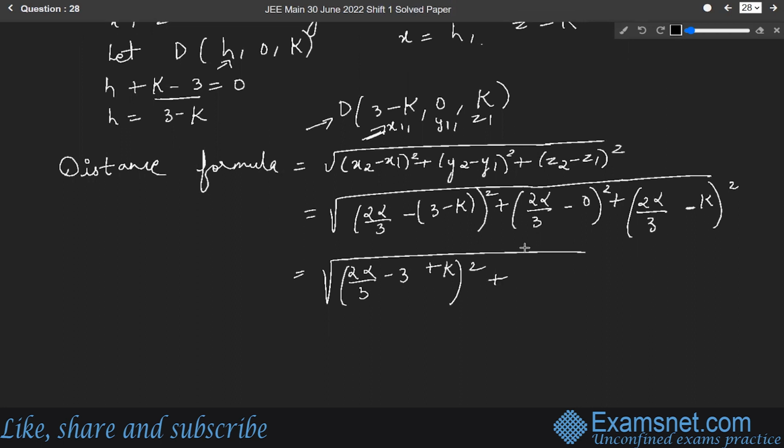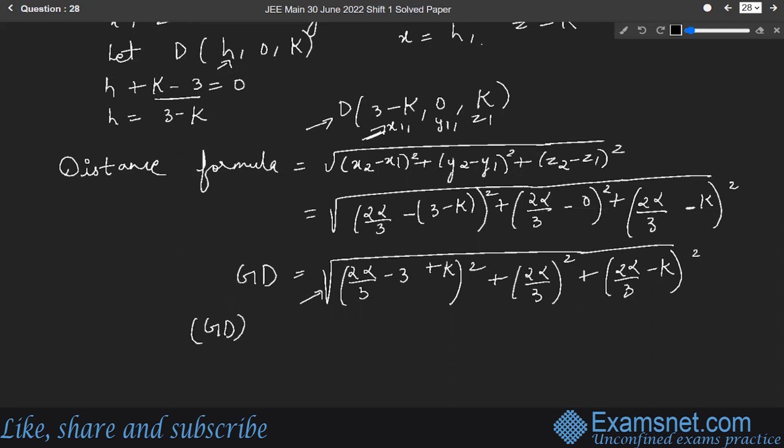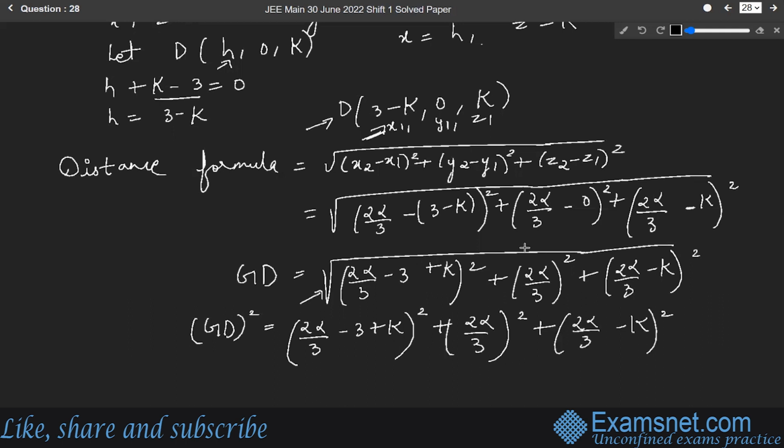Plus next is 2 alpha by 3 minus 0, which is 2 alpha by 3, and square, plus (2 alpha by 3 minus k) square. So this is the value of GD, the distance of GD. Now let us square on both the sides just to remove this under root. So we have GD square is equal to (2 alpha by 3 minus 3 plus k) whole square plus (2 alpha by 3) whole square plus (2 alpha by 3 minus k) whole square. This is the value of GD square.